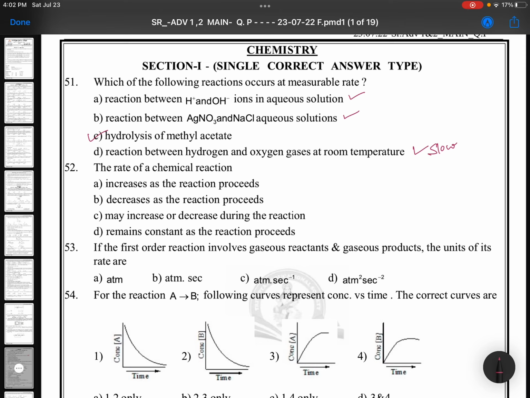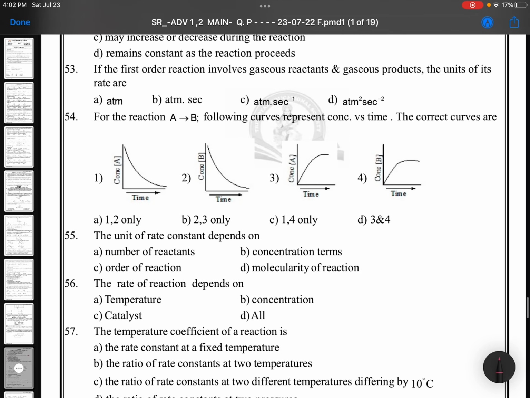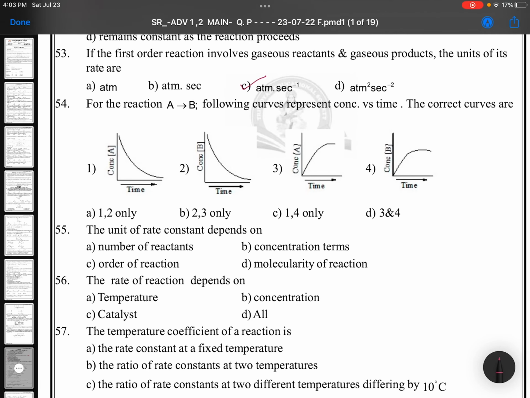The rate of a chemical reaction decreases as the reaction proceeds. If a first order reaction involves gaseous reactants and gaseous products, the units of its rate are atm per second, because rate is equal to change in concentration by time, and for gases, change in pressure by time. For the reaction A gives B, concentration of A decreases, concentration of B increases. So 1 and 4.